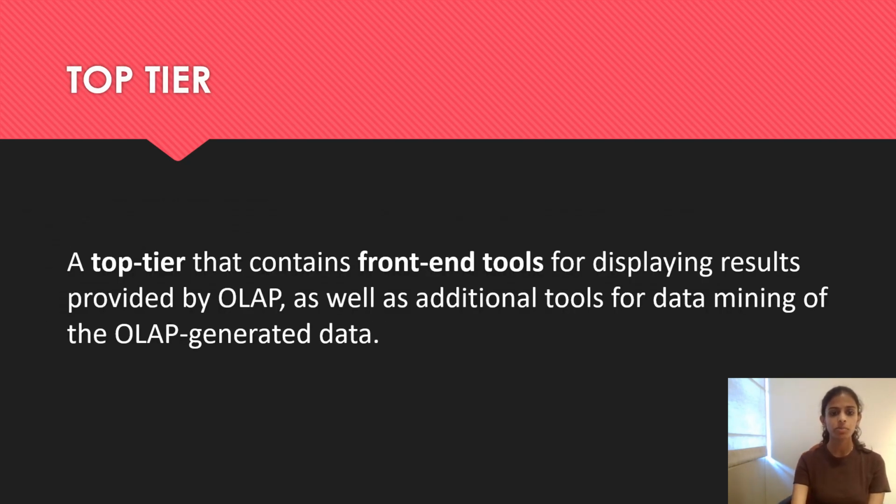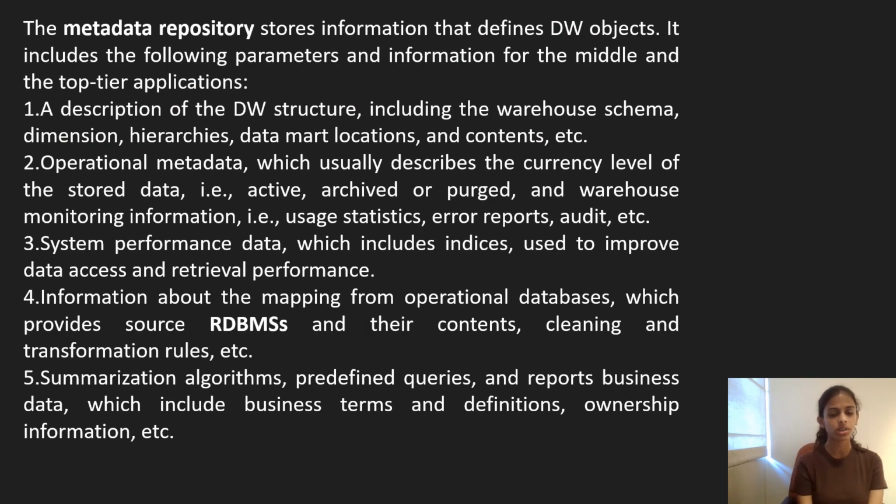Moving to top tier. The top tier contains front-end tools for displaying results provided by OLAP as well as additional tools for data mining of the OLAP generated data. The metadata repository stores information that defines DW objects. It includes the following parameters and information for the middle and the top tier applications. A description of a DW structure including the warehouse schema, dimension, hierarchies, data mart locations, and contents, etc. Operational metadata, which usually describes the currency level of the stored data, that is active, archived, or purged, and warehouse monitoring information, that is usage statistics, error reports, audit, etc.